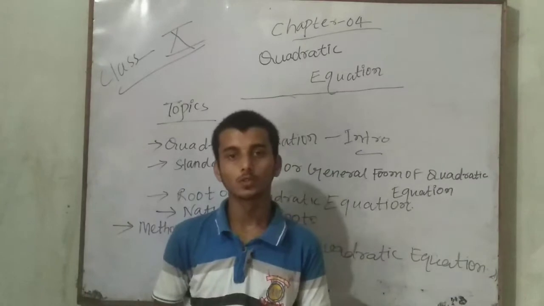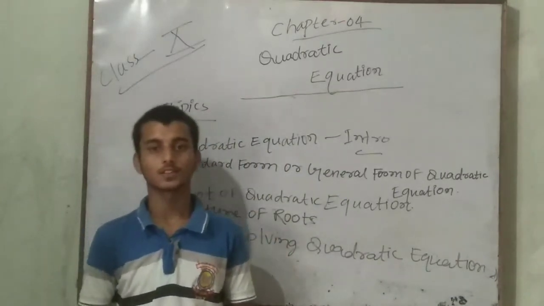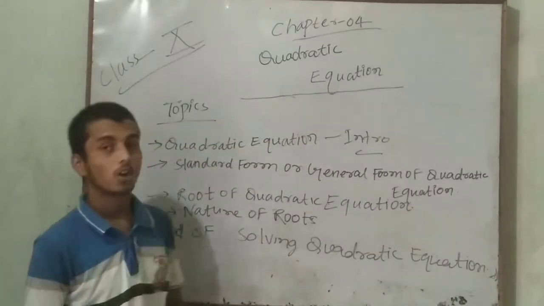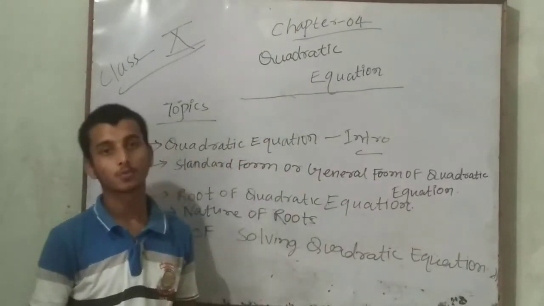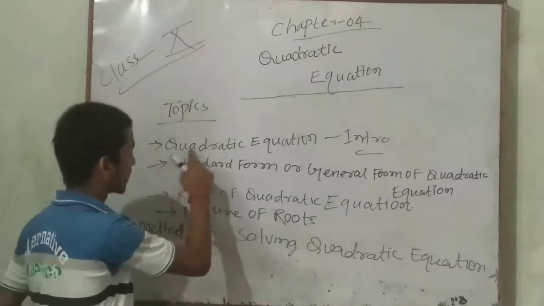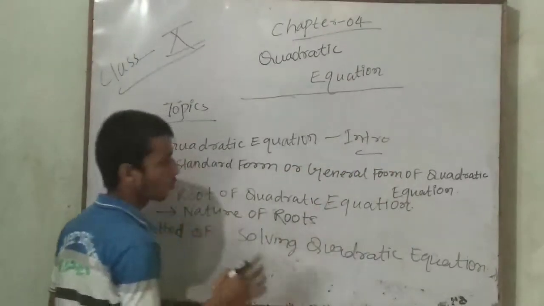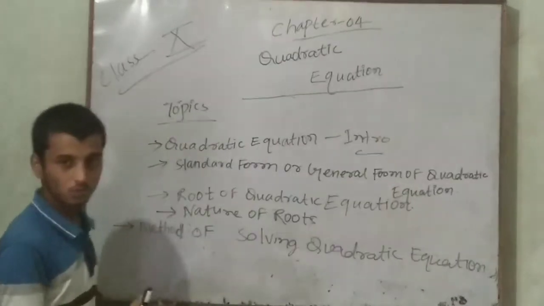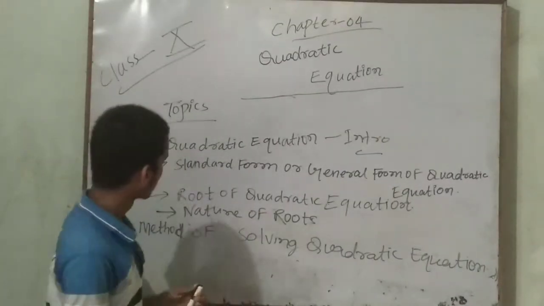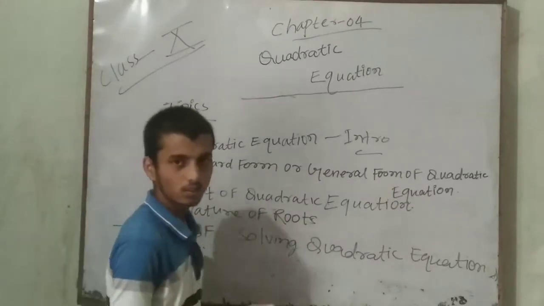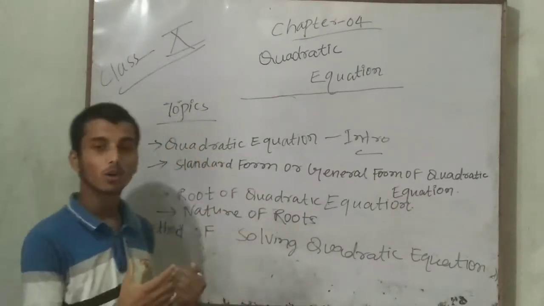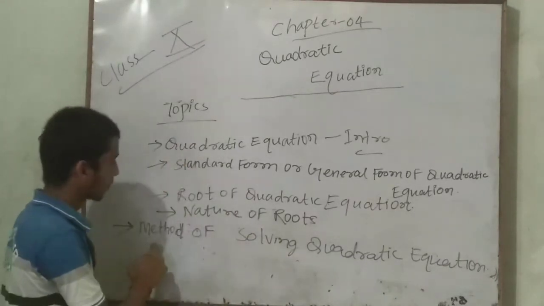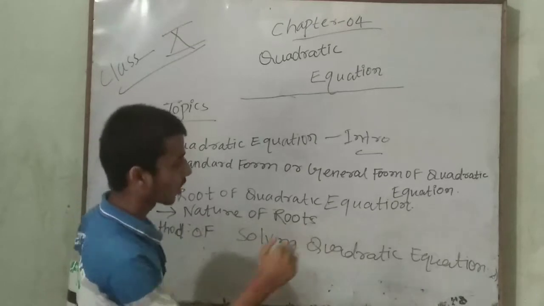Today I am going to deal with one of the most important chapters of Class 10 Mathematics, chapter number 4, Quadratic Equations. Within this chapter, the topics we have to study are: quadratic equation introduction, the standard or general form of a quadratic equation, the root of a quadratic equation, the nature of roots, and the fifth one is the methods of solving quadratic equations.